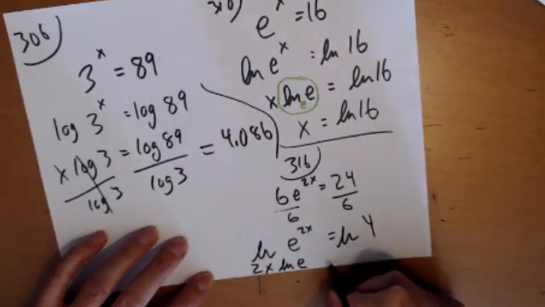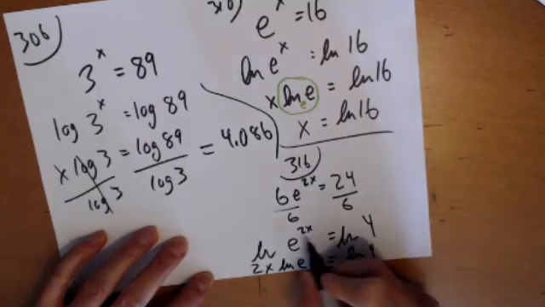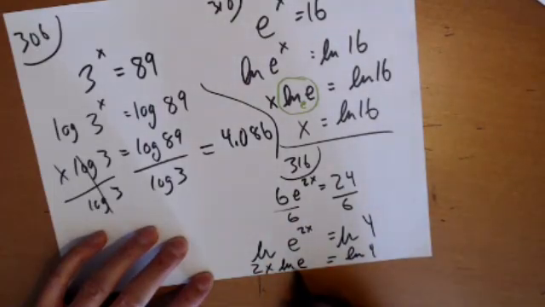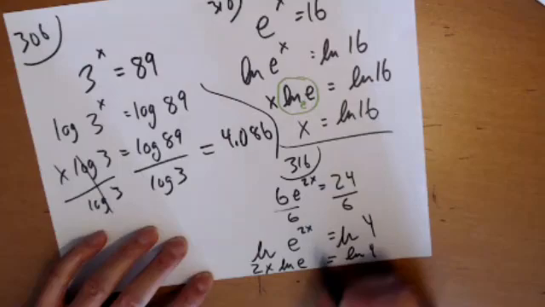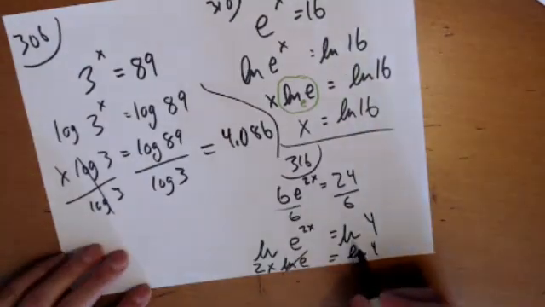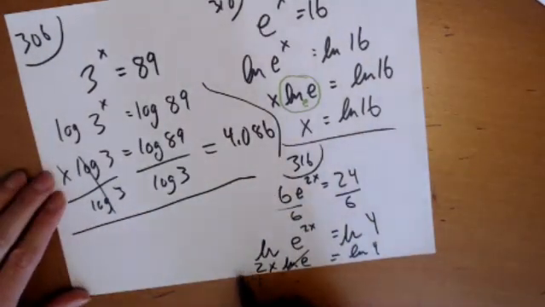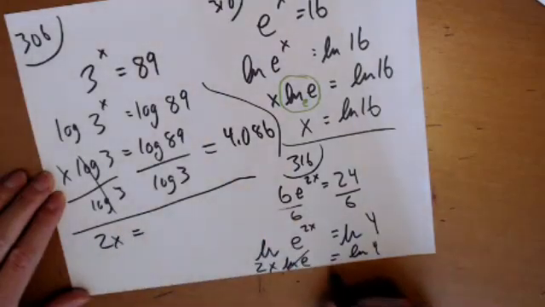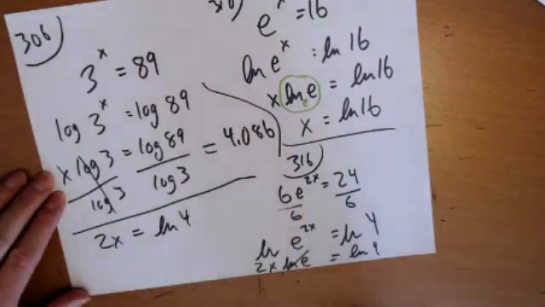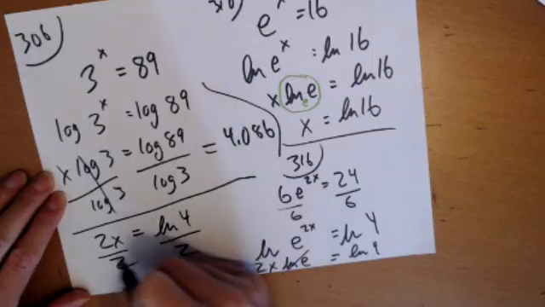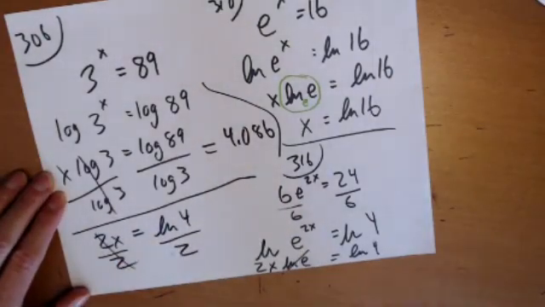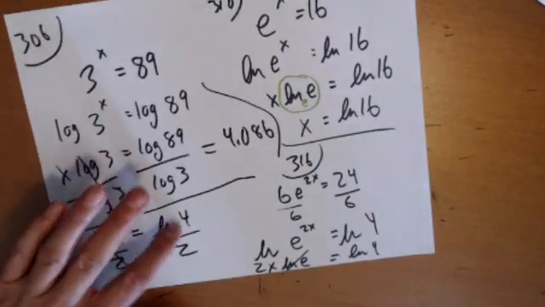2x natural log of e equals ln 4, right? That 2x came out in front. Natural log of e, we say that's just 1, so that goes away. So if we bring this over here, then we have 2x is equal to ln 4. And then get x alone, divide by 2, divide by 2. And you can just throw this into your calculator. So x is just natural log of 4 over 2.